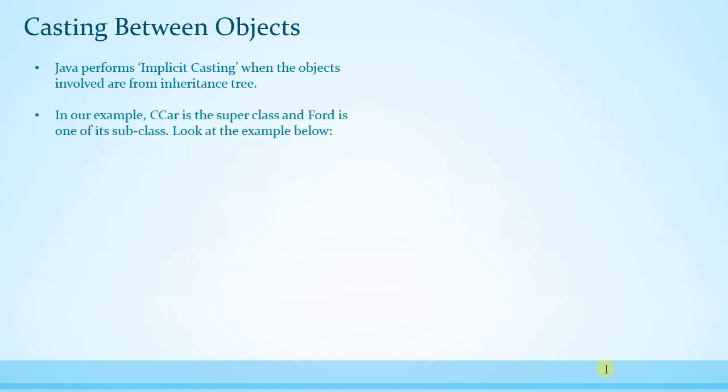CCar is the base class for CBMW and Ford objects. So we can cast between the objects CCar and CBMW, or CCar and Ford. In our example, CCar is the superclass and Ford is one of its subclasses. Now look at the example below.